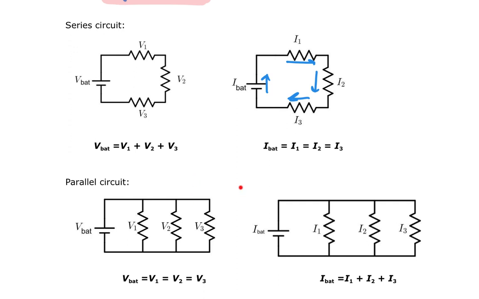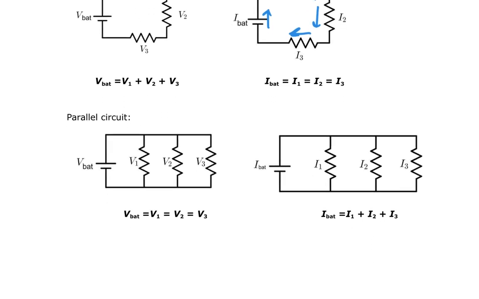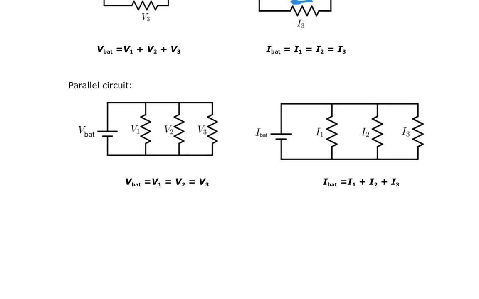Then when we take a look at a parallel circuit, we can see that the electric potential difference across each of these components is exactly the same as the electric potential difference across the battery. So V battery, the electric potential difference of the battery, is equal to V1, which equals V2, which equals V3.